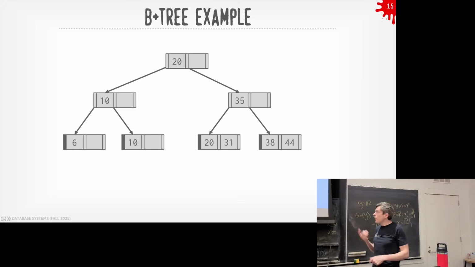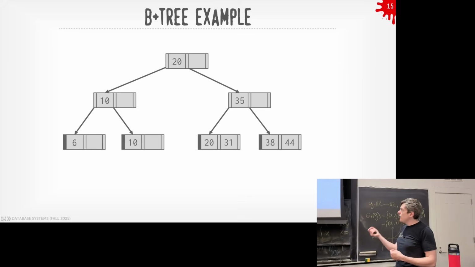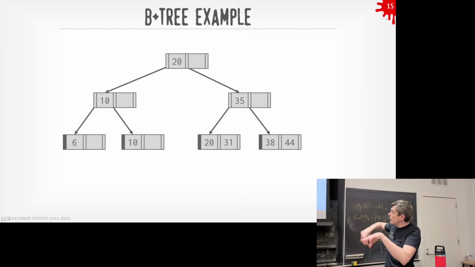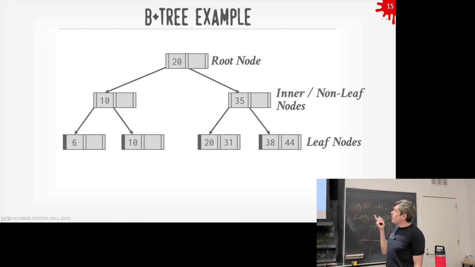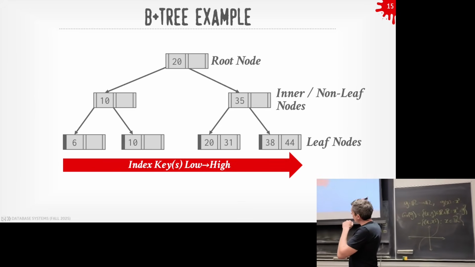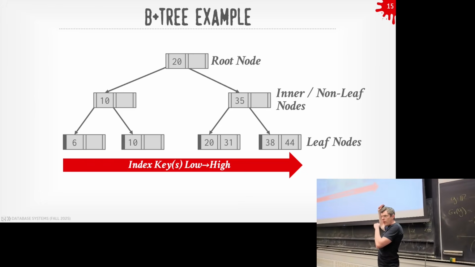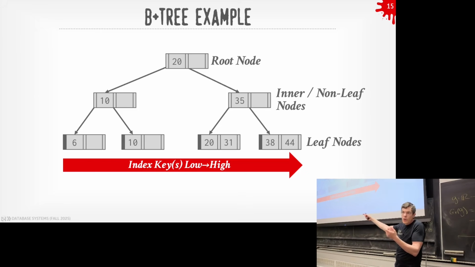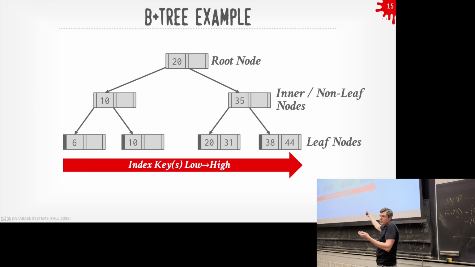So this would be a 3-way tree. The fan out is 3 for every node. So I have 3 pointers coming out, and I'll store 2 keys inside each node. At the top, we have the root node. The middle layers we call the inner or non-leaf nodes. And then the bottom nodes we call the leaf nodes. The way to think about this is that along the leaf nodes, our keys are going to be sorted, in this case, from low to high. You can define it to be the opposite, high to low. But these are going to be sorted according to some collation ordering that we would define in our database system.